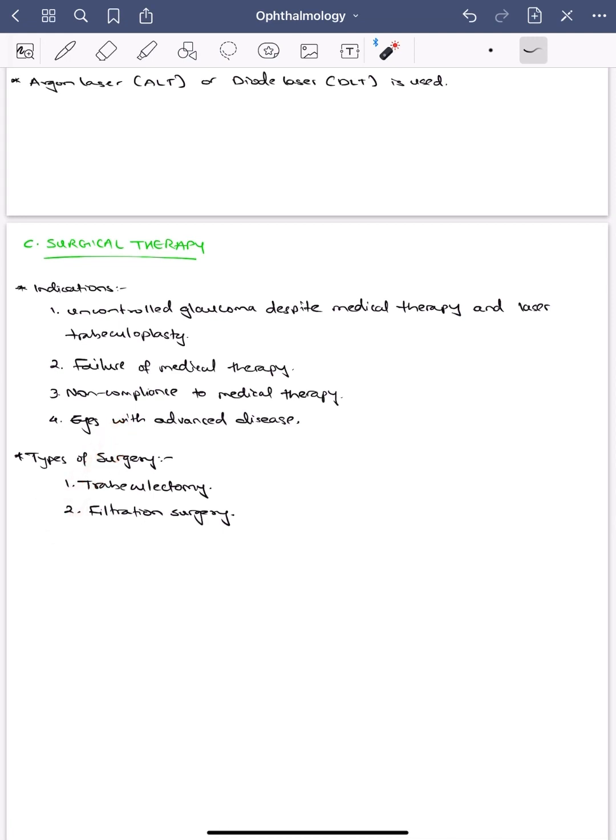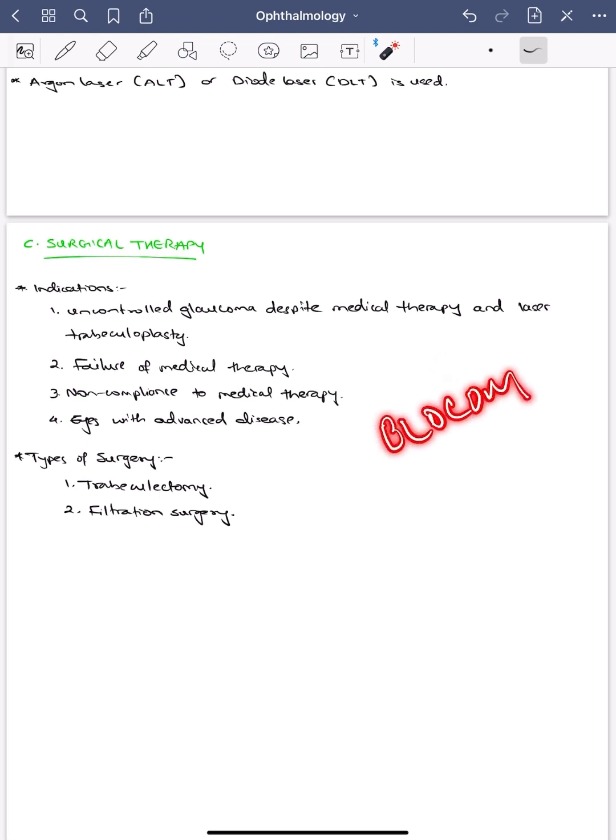So again, in the treatment we discussed that the aim is to reduce the intraocular pressure so that further damage does not occur, and if it's mild, the target pressure is 18 mmHg. If it's moderate, it is 16 mmHg, and if it's severe, it is 14 mmHg. Now the first is medical therapy, where we discuss the various drugs.